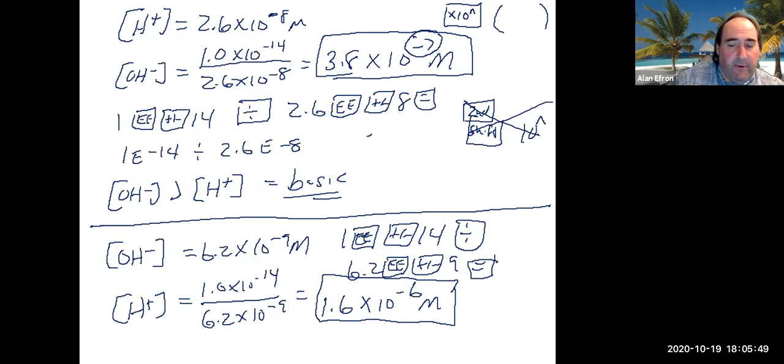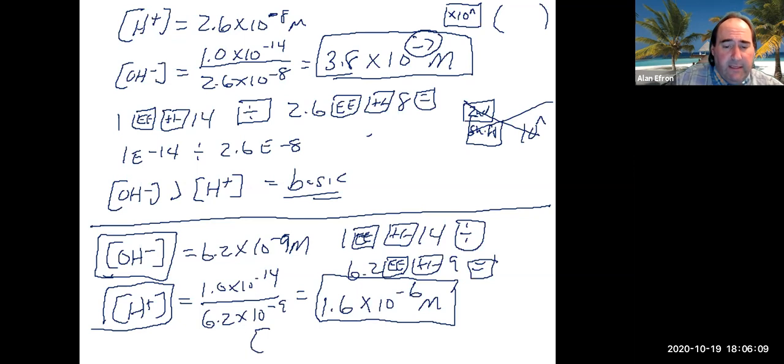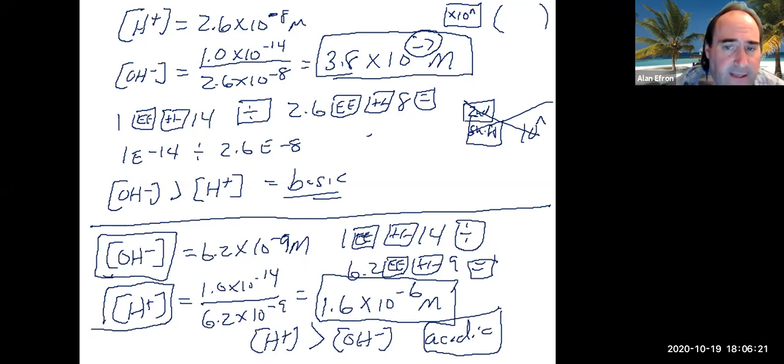So again, at this point, we want to compare the OH-, which is the basic part of the solution, to our H+ concentration, which is the acidic part. And in this case, we see that our acidic part is to the minus 6, which is a larger number than to the minus 9. So in this case, the H+ concentration is greater than the OH- concentration, which means the acid part is bigger than the basic part. And this solution here would be acidic. Question on that calculation there?